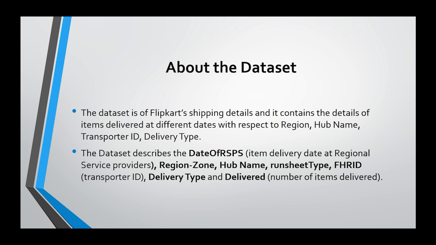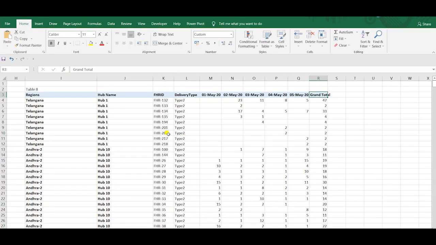So we want our output to look like this. That is, our objective is to find the number of items delivered across the 5 dates of RSPS, which has been transposed from row to column with respect to regions, hub name, FHR ID and delivery type. We have a grand total column here which will give us the total number of items delivered with respect to a particular FHR ID across the 5 dates.